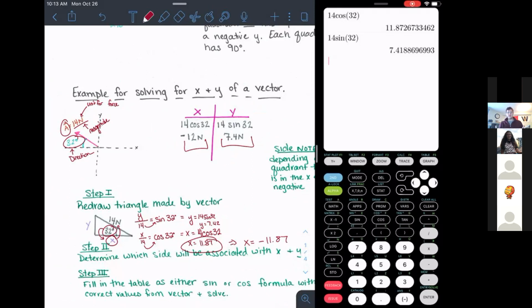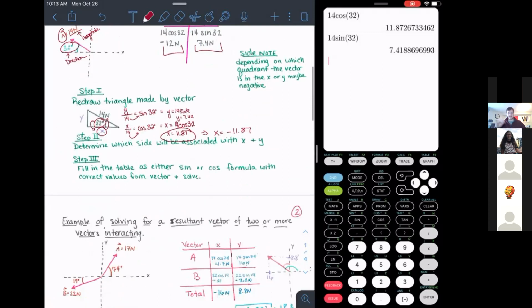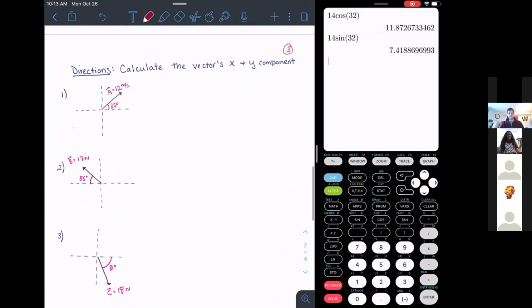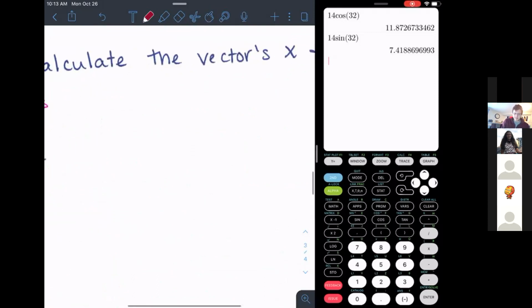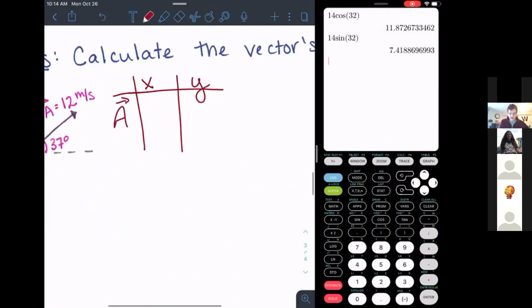All right, should we practice one as a class? Yeah. All right, so we're going to skip page 2 and go all the way to page 3 where our first practice problem will be. We're going to calculate those vector components for x and y. I'm going to draw the table just like they have. We have our x direction and our y direction, just so we remember that's what we need to find. And we're finding it for this vector A, which means the arrow above the vector's name.